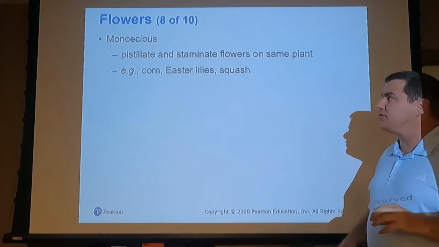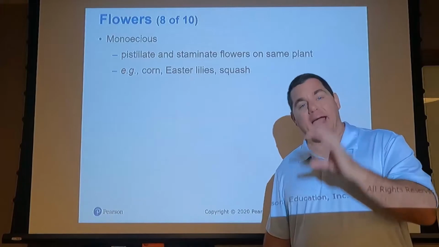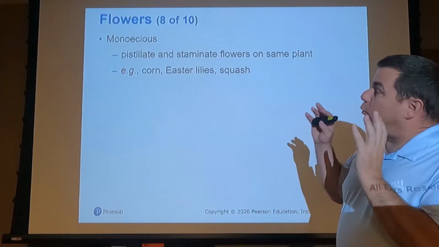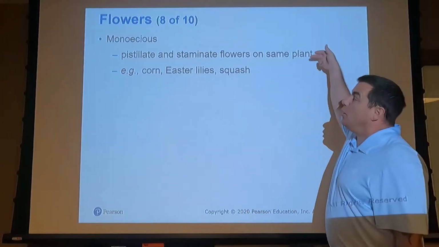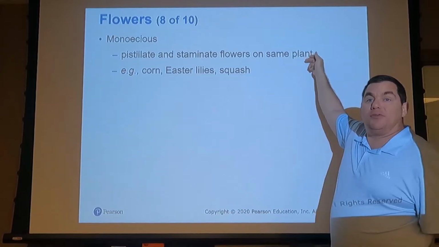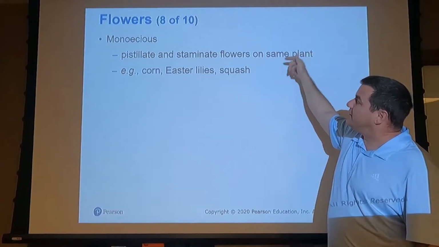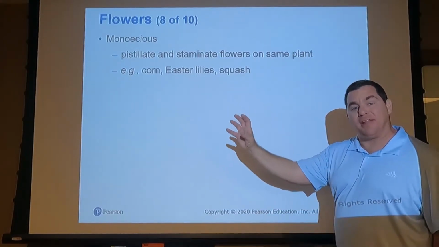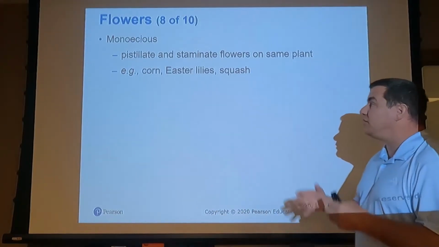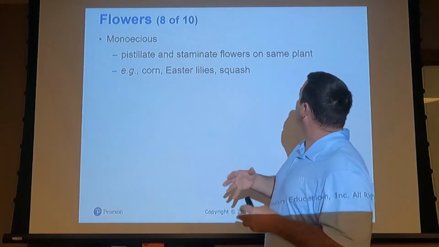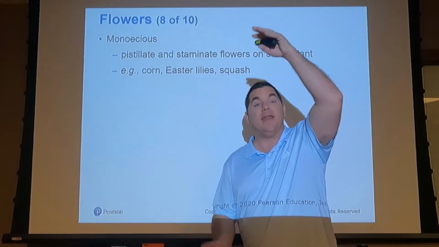And so monoecious and dioecious. Ecious meaning house. So we have 1 house or 2 houses, and you'll see what this means in a minute. In the previous picture that we looked at, that was a monoecious plant because it had both the pistillate and the staminate in the same flower or in the same house. So monoecious is on the same plant, or you could consider that house.